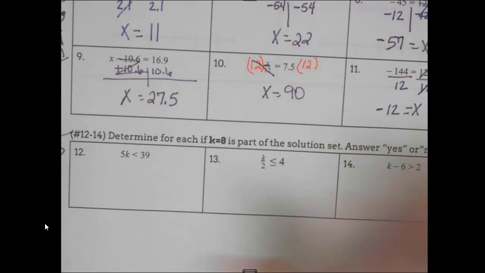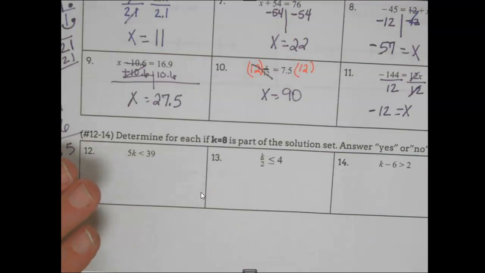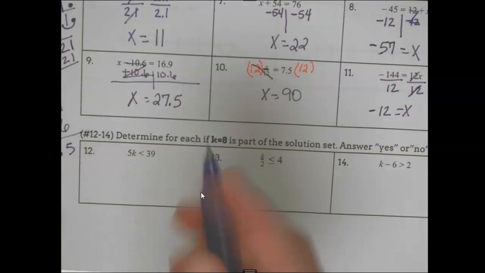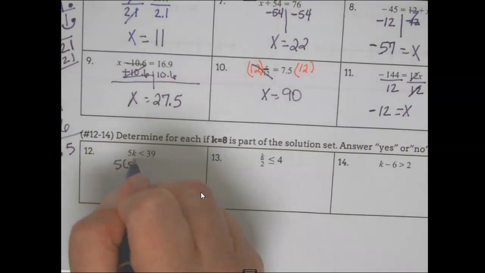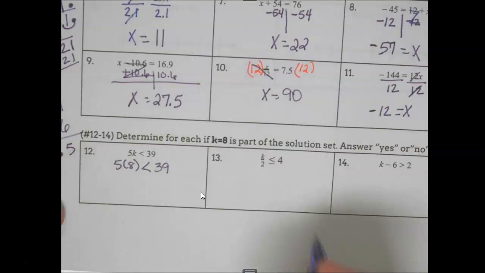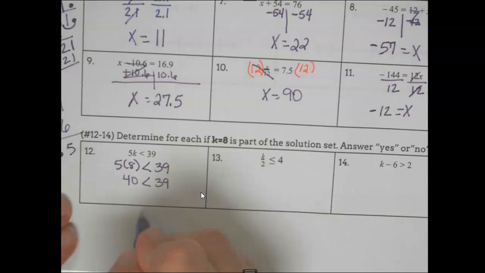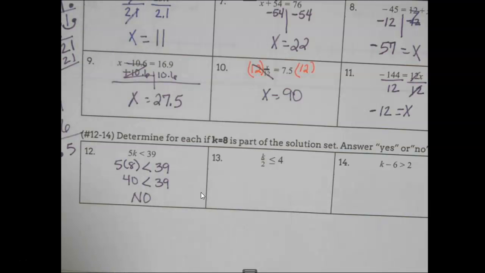So determine for each if 8 is part of the solution set. If k equals 8. Okay, so 5 times 8 less than 39. 5 times 8 is 40. 40 is less than 39. 40 is not less than 39, so that cannot be part of the solution. 8 cannot be one of your answer choices.